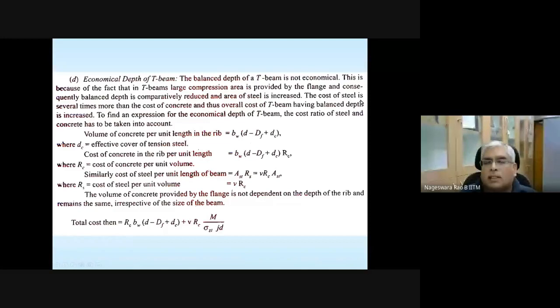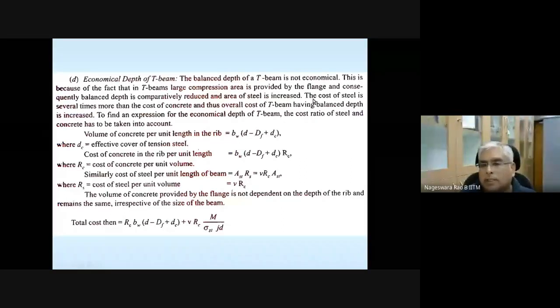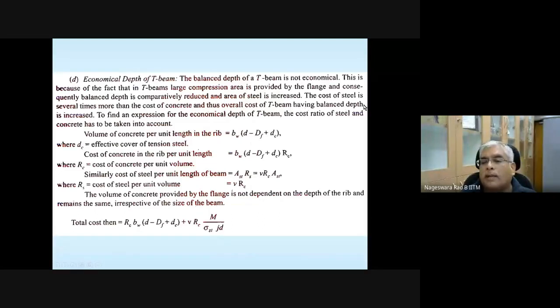Let's say the cost of steel is something and the cost of concrete is something, and we'll arrive at the total cost, and we'll try to minimize the cost, or find a depth in such a way that the cost is minimized. That is the economical depth. Let's proceed. The cost of steel is several times more than the cost of concrete, and thus the overall cost of a T-beam having balanced depth is increased.